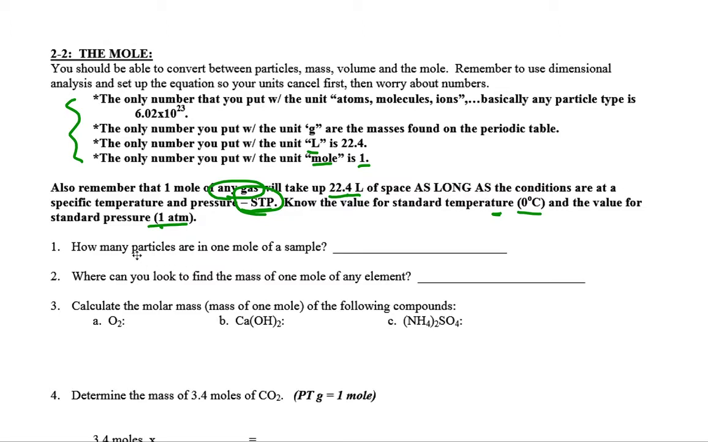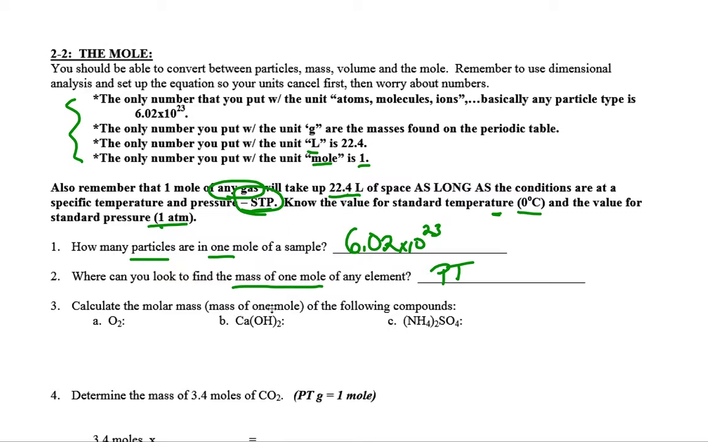All right, how many particles are in 1 mole? It doesn't matter if we're talking baseballs, peanuts, or atoms. If you have a mole of something, it's 6.02 times 10 to the 23rd. Just like if you had a dozen, doesn't matter if it's baseballs or peanuts or atoms, a dozen would still be 12. A pair would still be 2. A mole is 6.02 times 10 to the 23rd. It's a lot. Where can you look to find the mass of 1 mole? The masses of 1 mole are on the periodic table.